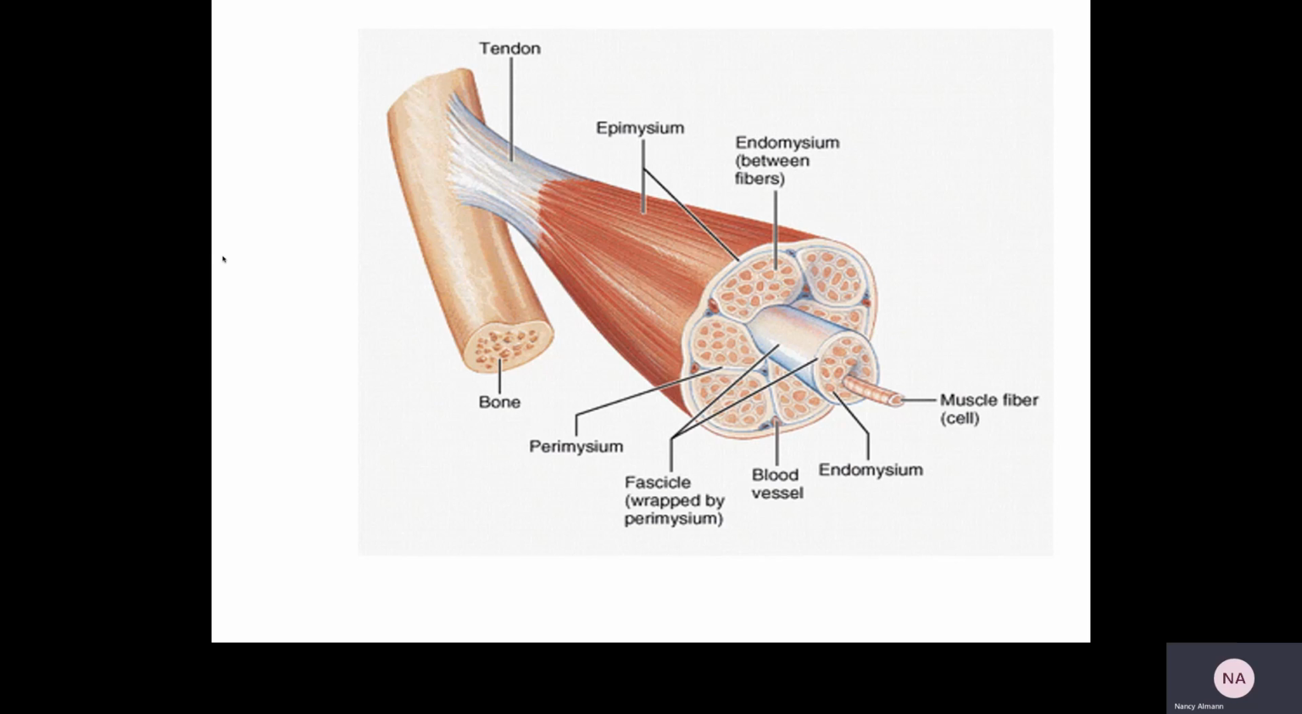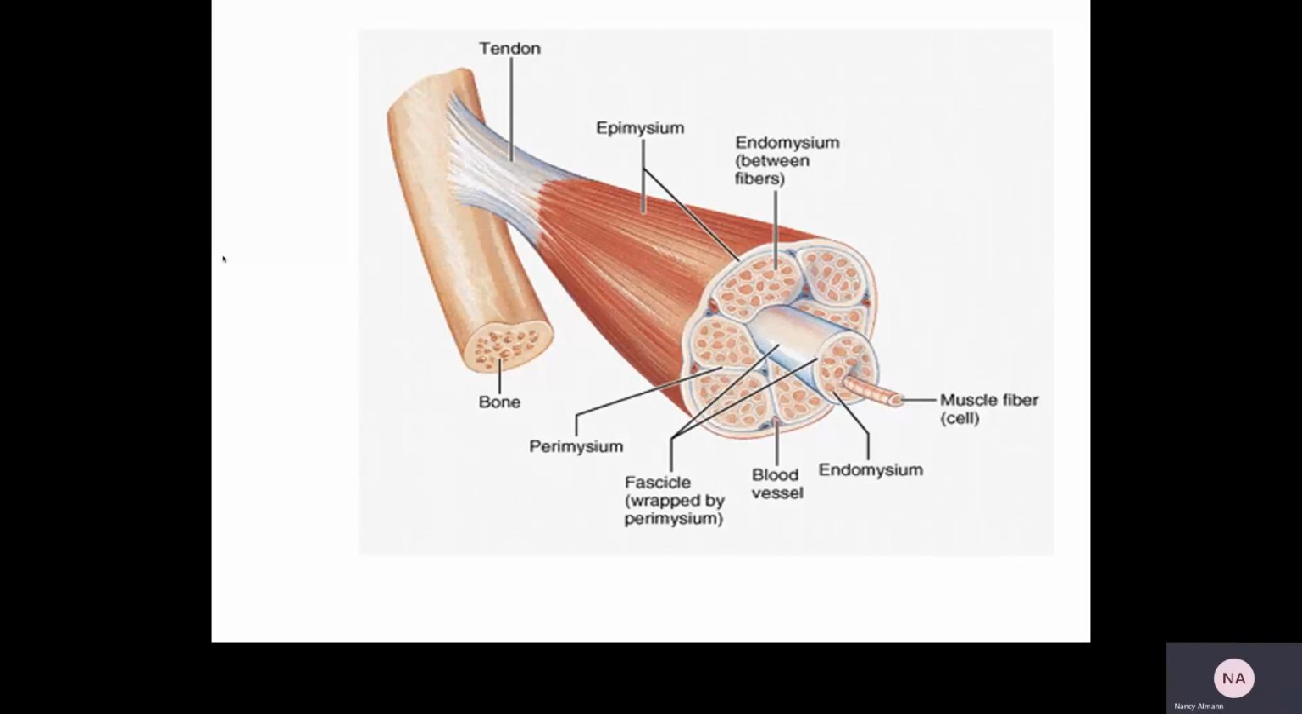This is a bone, and there's a tendon, and we know that tendons attach muscle to bone, so that is what this is demonstrating. Let's start with the most superficial layer that's shown on this diagram. Epimysium is going to be around a muscle, and it stands for a connective tissue covering around a muscle.